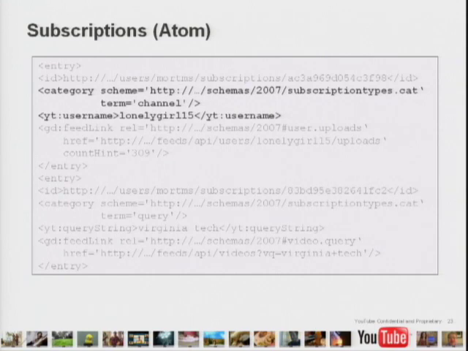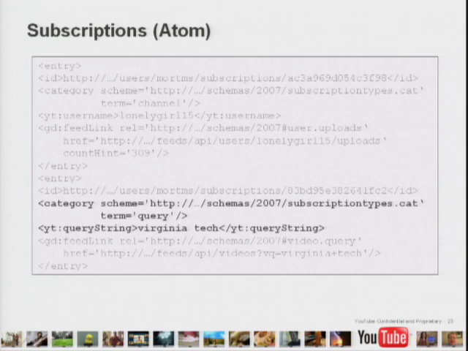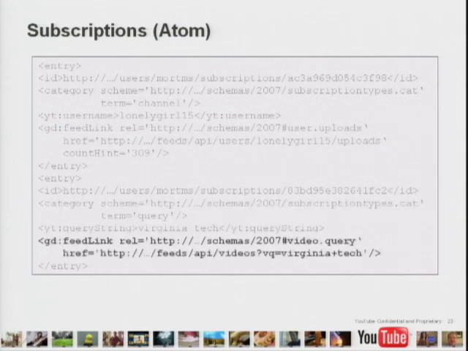So back to XML. We use category schemes again for subscription types to tell you what it is. In this case, this first one is a channel subscription, and that's why there's a username that tells me what the target of the subscription is, as well as the link to the content. Again, we use those feed links so that you get an idea of how much content is available in that feed without having to fetch it up front. Alternately, I may have had a search query subscription, in which case there's a query string instead of a username.